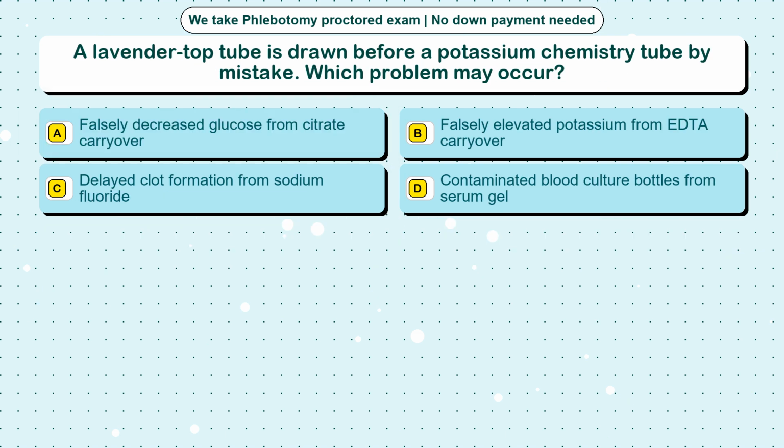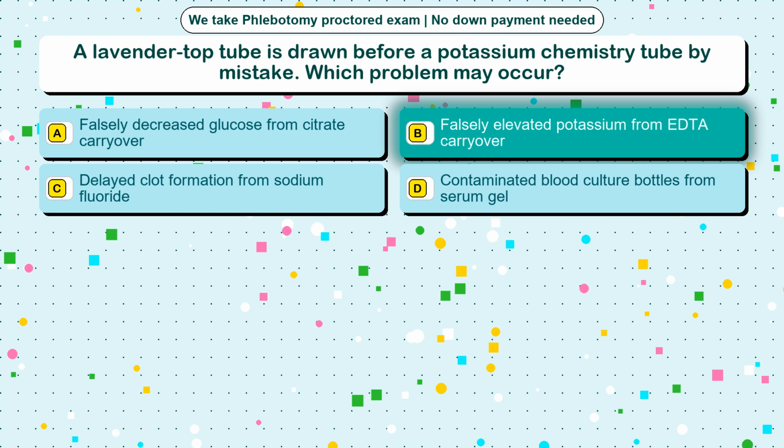Question 51. A lavender top tube is drawn before a potassium chemistry tube by mistake. Which problem may occur? Option A, falsely decreased glucose from citrate carryover. Option B, falsely elevated potassium from EDTA carryover. Option C, delayed clot formation from sodium fluoride. Option D, contaminated blood culture bottles from serum gel. The correct answer is option B, falsely elevated potassium from EDTA carryover.